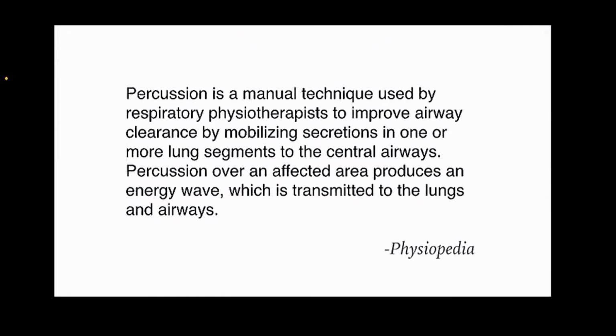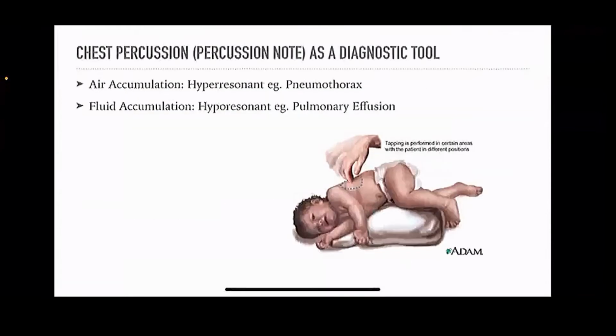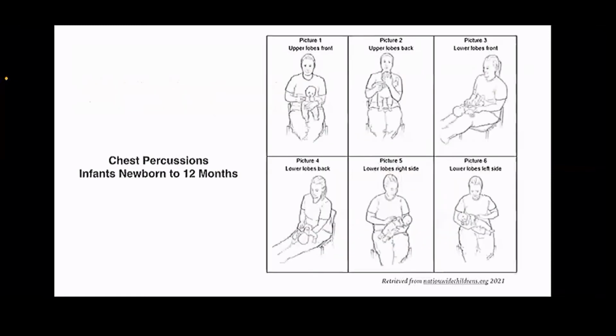Percussion is a manual technique used by respiratory physiotherapists to improve airway clearance by mobilizing the secretions in one or more lung segments to the central airways. And percussion over an affected area produces an energy wave, which is transmitted to the lungs and the airways. Chest percussion can also be used as a diagnostic tool. So for example, if there is air accumulation, the sound would be hyperresonant, for example, in the case of a pneumothorax. If there is fluid accumulation, the sound would be hyporesonant, for example, in the case of a pulmonary effusion.